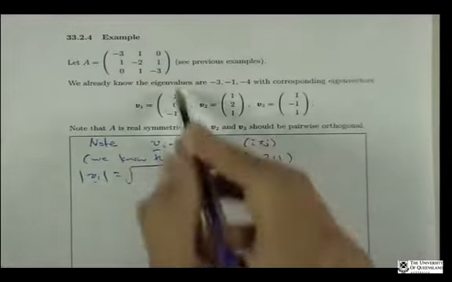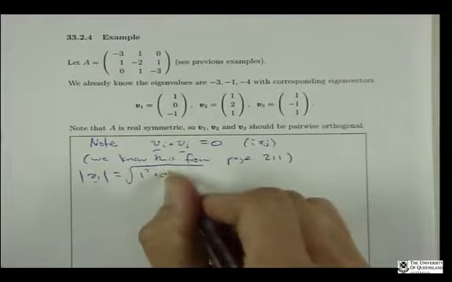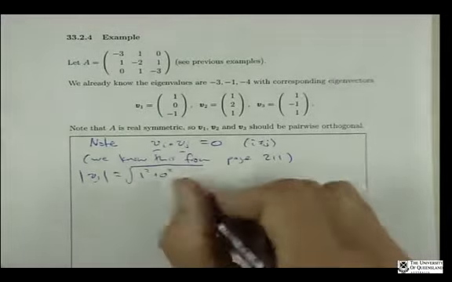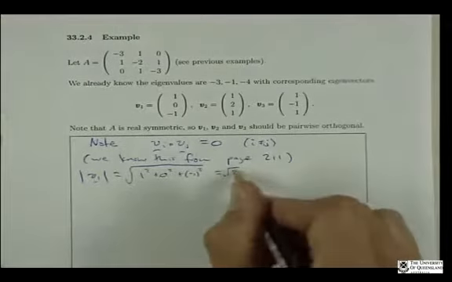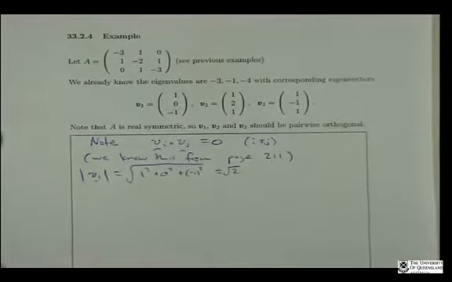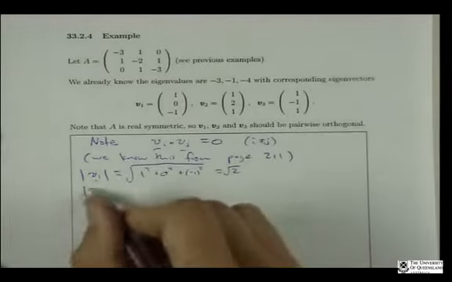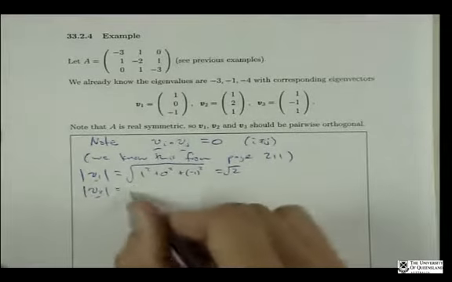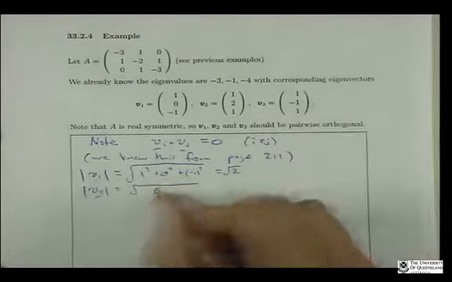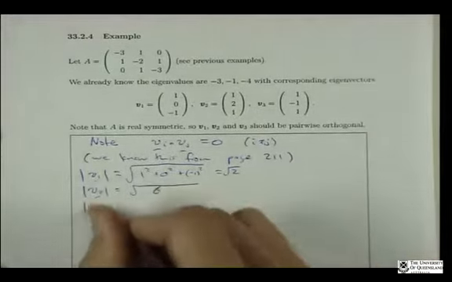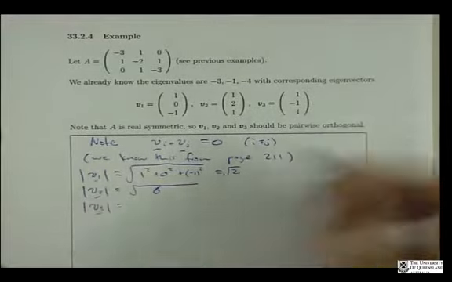So for V1, for each of them, it's going to be the sum of the square of the components. So in this case, the magnitude of V1 is the square root of 2. The magnitude of V2 is just 1 plus 4 plus 1, so that's root 6. And the magnitude of V3 is just root 3.